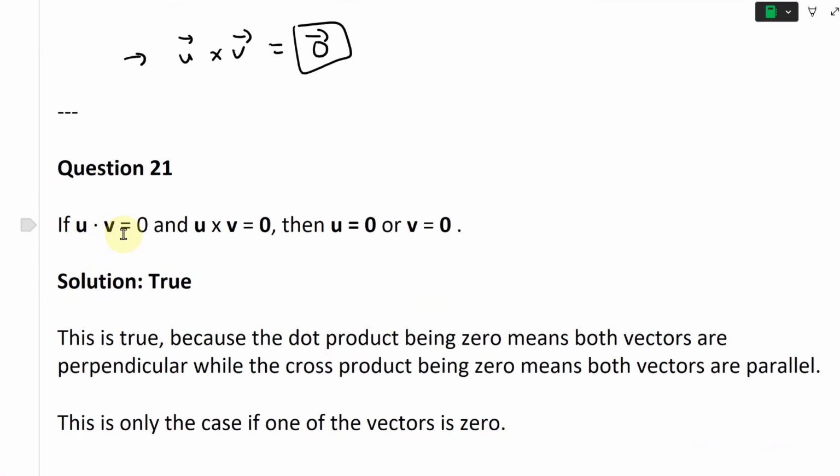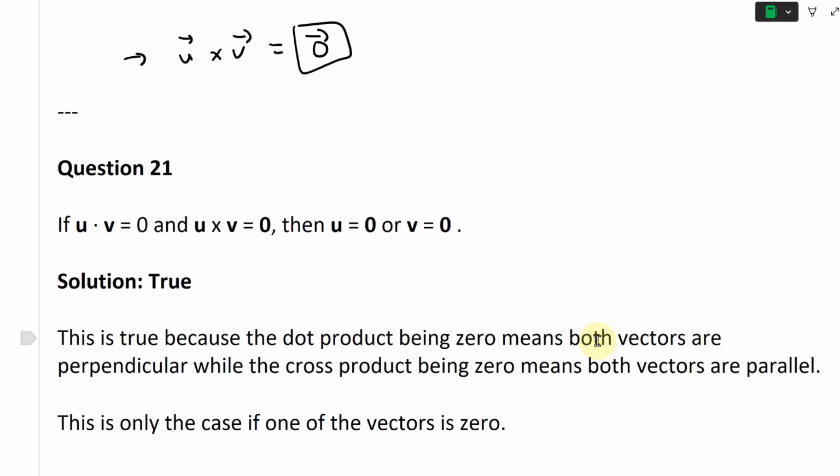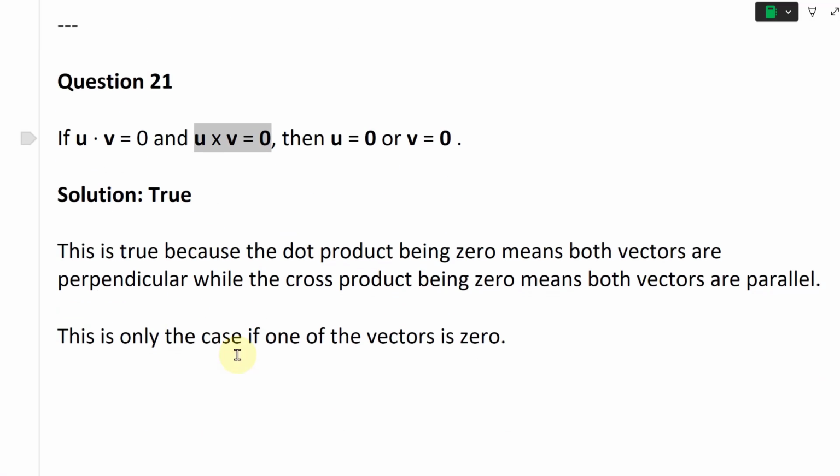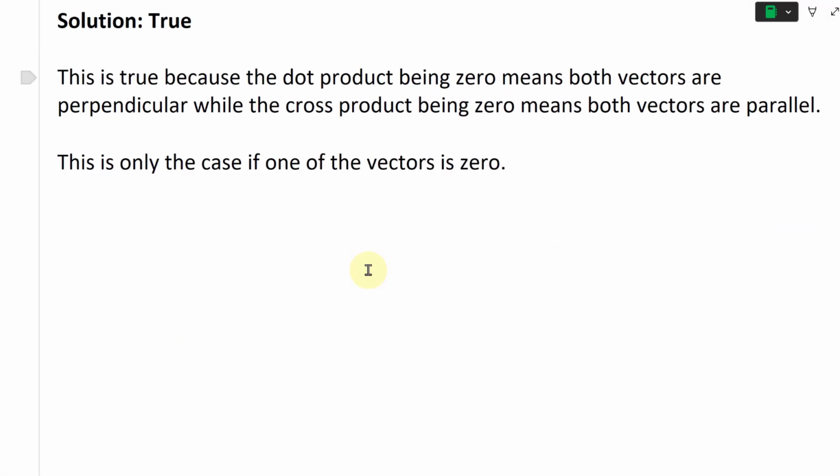Now let's take a look at question 21. If u dot v is equal to 0 and u cross v is equal to 0, then u is equal to the 0 vector or v is equal to the 0 vector. In this case, the solution is true. This is true because the dot product being 0 means both vectors u and v are perpendicular to each other, while the cross product being 0 means both vectors are parallel. So you can't have parallel and perpendicular vectors unless one of the vectors is 0.